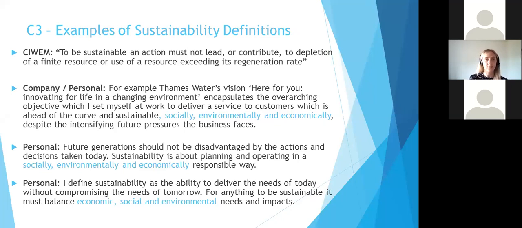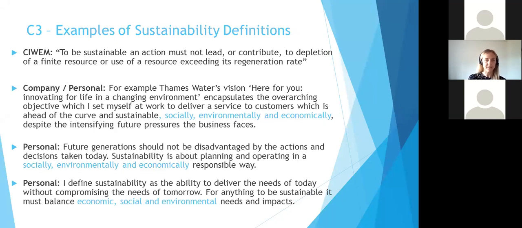So here a personal definition is: future generations should not be disadvantaged by the actions and decisions taken today. Sustainability is about planning and operating in a, again the key word, socially, environmentally and economically responsible way. And then another personal example: I define sustainability as the ability to deliver the needs of today without compromising the needs of tomorrow. For anything to be sustainable, it must balance economic, social and environmental needs and impacts.